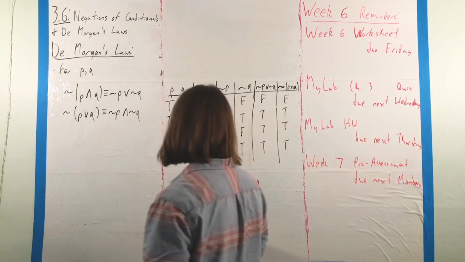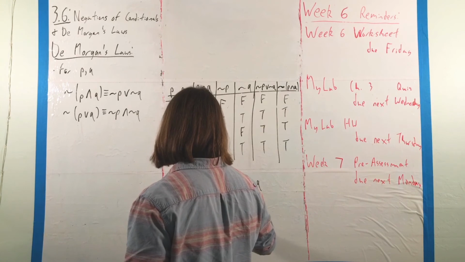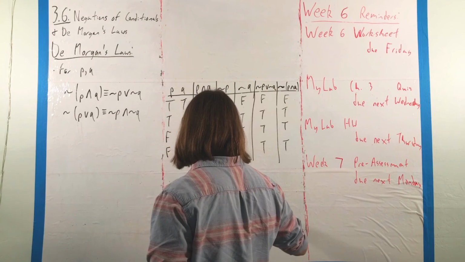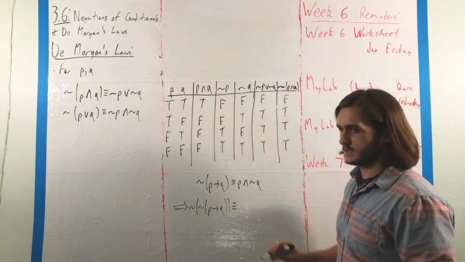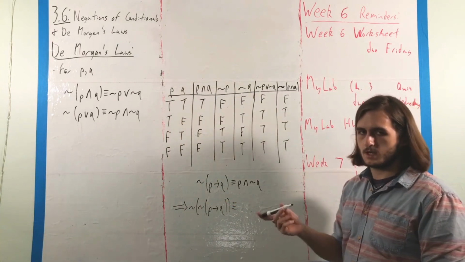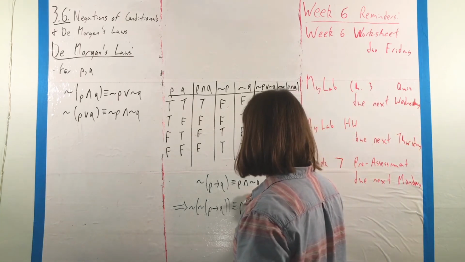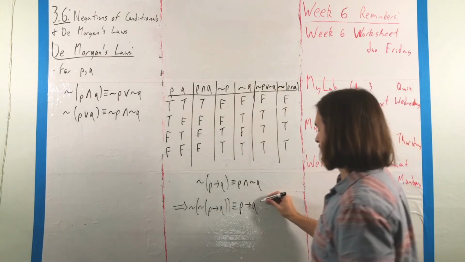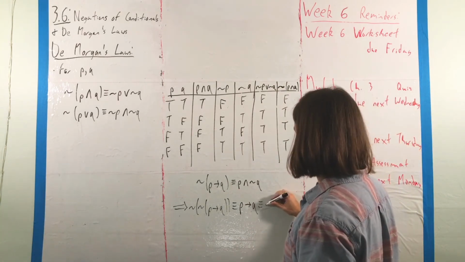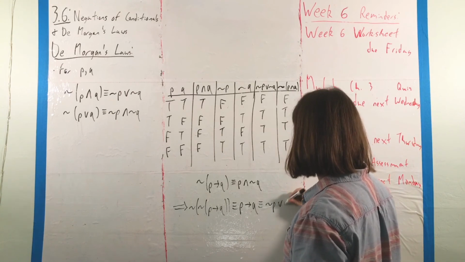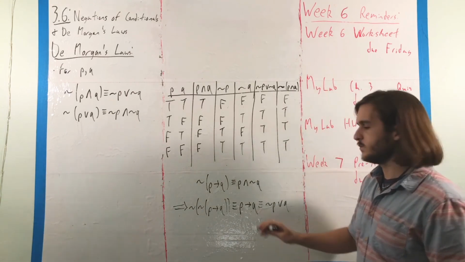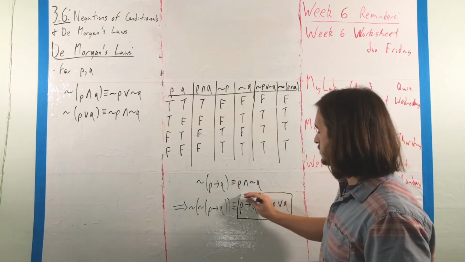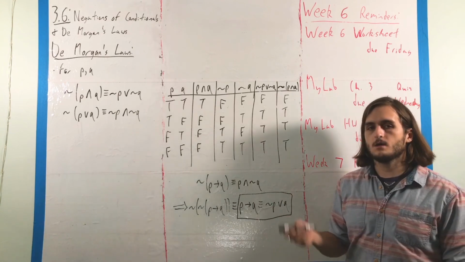So, if we negate this, we look at the negation of if P then Q, well, those negations cancel out. If you take the negation twice, you get the original statement. We get P implies Q, while on the other side, if we negate this, we get not P or Q. So now, we can say that the statement if P then Q is equivalent to the statement not P or Q.